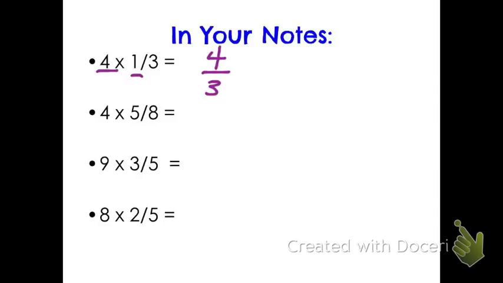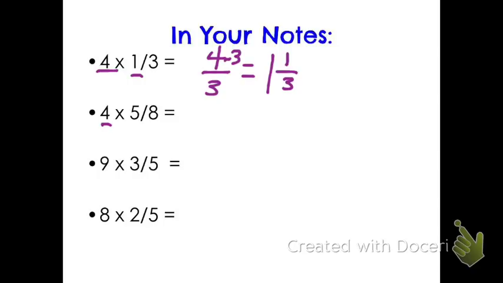What is important is that I want to make sure that I don't just leave my answers as improper fractions. So I have to ask myself, how many times does 3 go into 4, or read it as 4 divided by 3? 3 goes into 4 one whole time. Then I subtract out 3 from 4. There's 1 left over. Denominator doesn't change. So 4 times 1/3 is equal to 4/3, or 1 1/3.